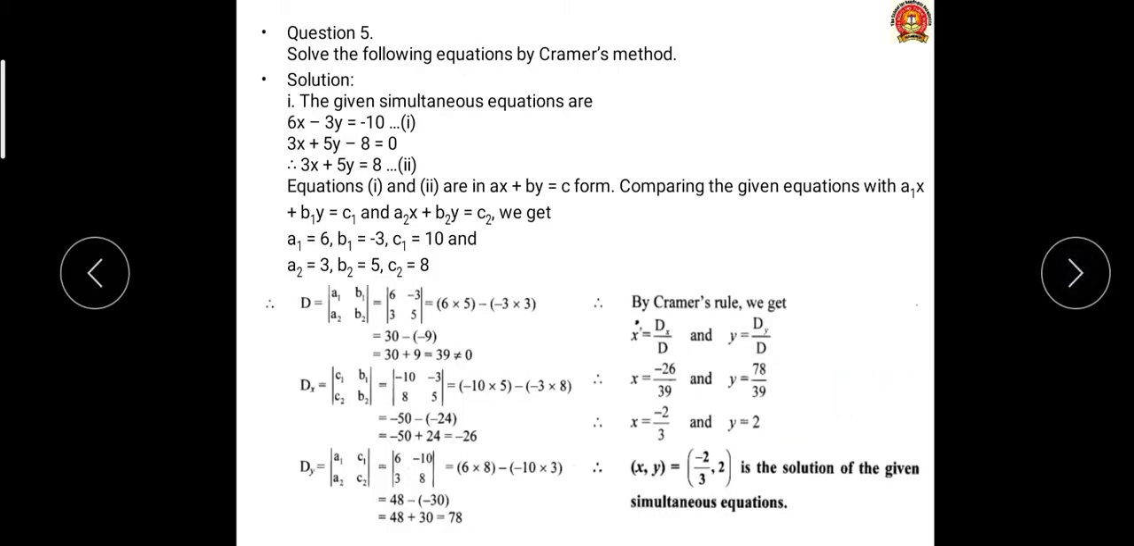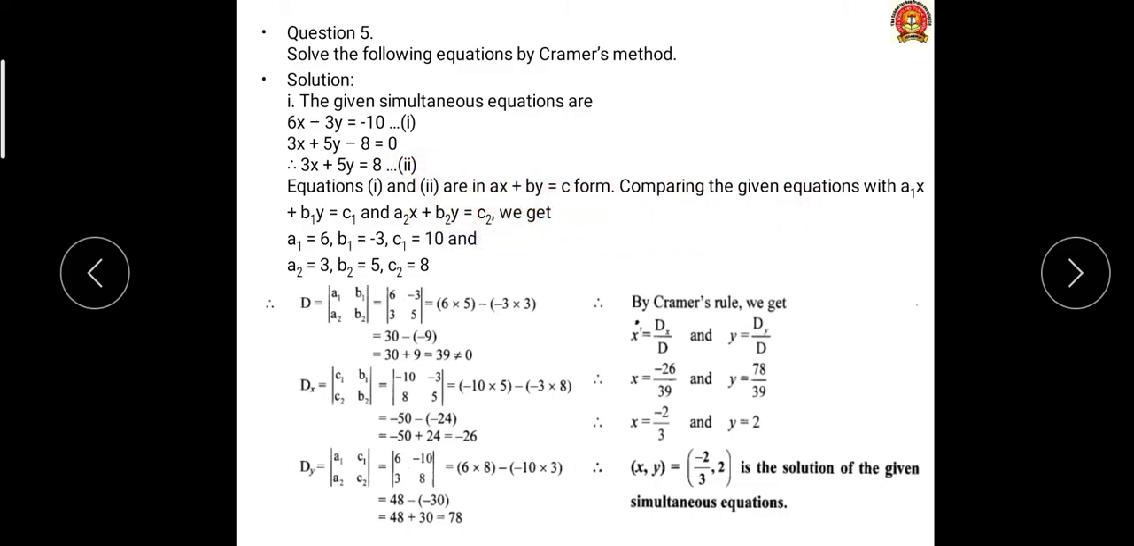Now the next question: solve the simultaneous equations by Cramer's method. If the question mentions Cramer's method, then students, you have to write by Cramer's method only. Now see, the given simultaneous equations are 6x minus 3y is equal to minus 10 and 6x plus 5y minus 8 is equal to 0. So write in the general form: the first equation 6x minus 3y is equal to minus 10, and the second 3x plus 5y is equal to 8. Now the first and second equations are in ax plus by is equal to c form.